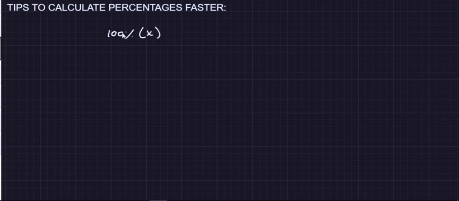100% of a number is nothing but 100 divided by 100 into that number. So 100 and 100 will get cancelled. So the result would be the number itself. So 100% of x is equal to x.